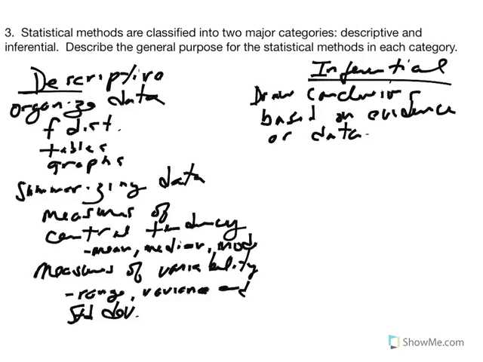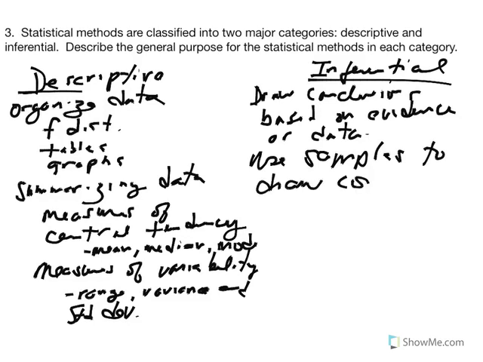So again, inferential statistics lead us into drawing conclusions using data collected from samples. So we're using samples to draw conclusions about populations. So I'm going to write that as well. We use samples to draw conclusions about populations.